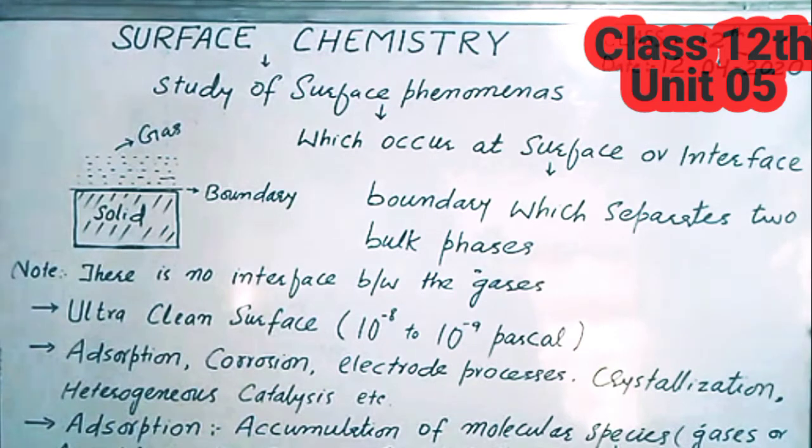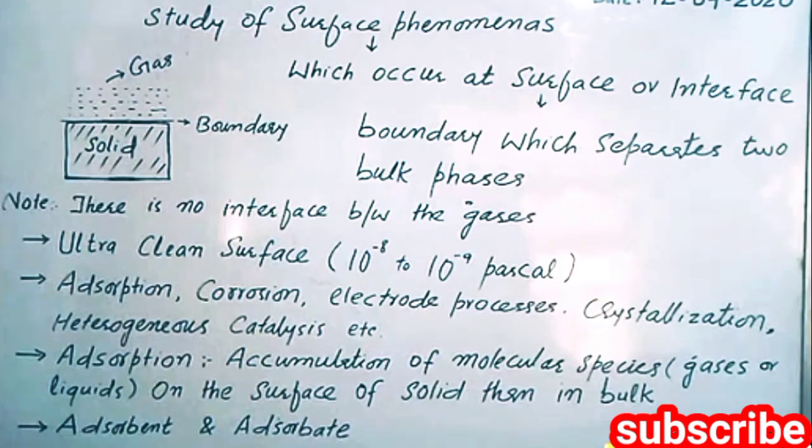So the various surface phenomena which we observe include adsorption, corrosion of metals, as we have already discussed. Similarly, electrode processes, we have already studied in the electrochemistry unit. Similarly, crystallization is also a surface phenomenon. Similarly, heterogeneous catalysis, etc. Now let's take the first topic, that is adsorption. Adsorption is a surface phenomenon.